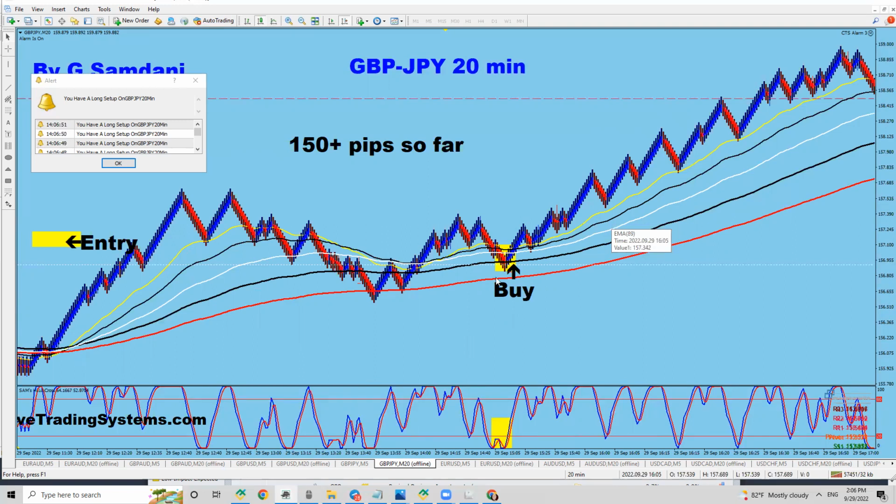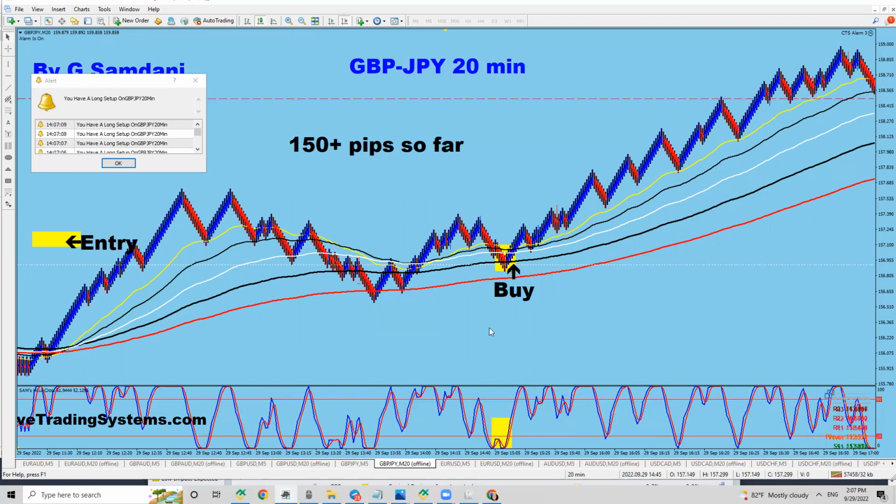Third condition, the price must be making higher lows. It means this low is higher than this low. This low is higher than this low. This low is higher than this one, and this one is higher than this one. This is the condition, right?